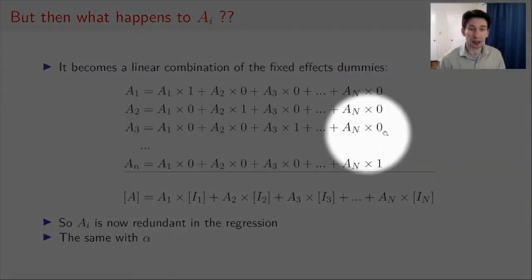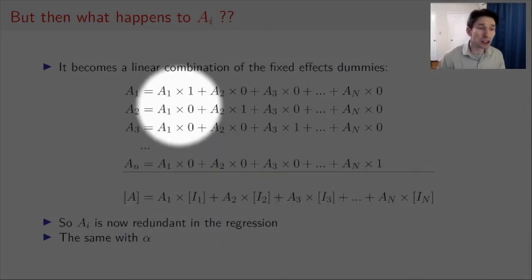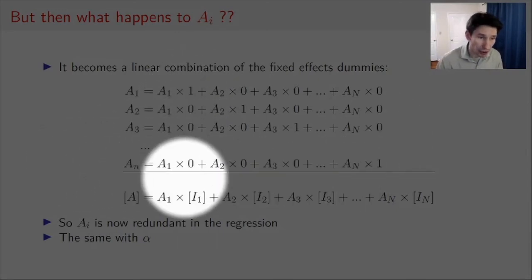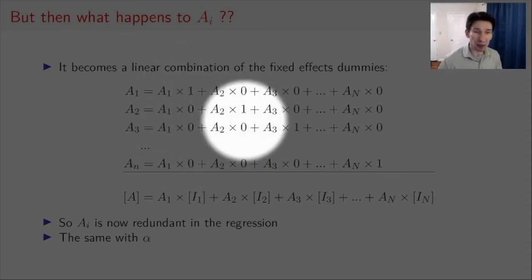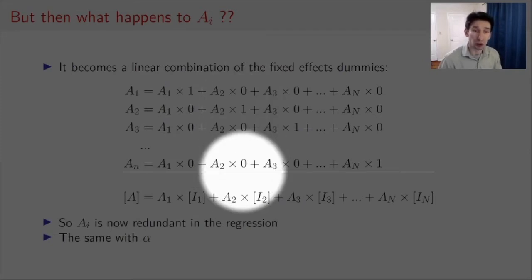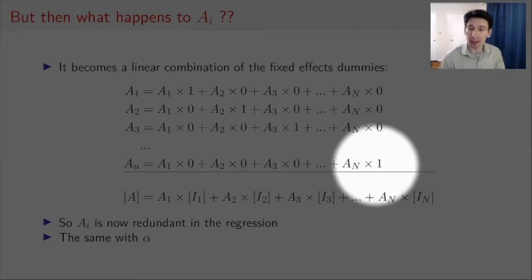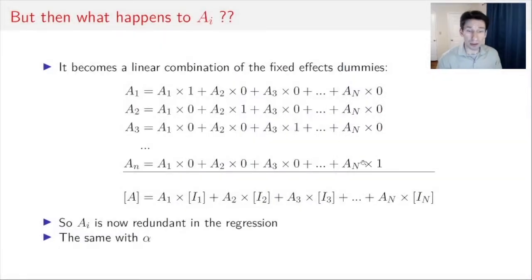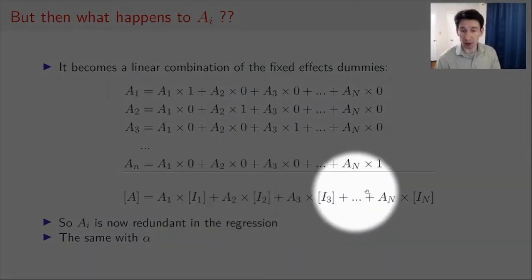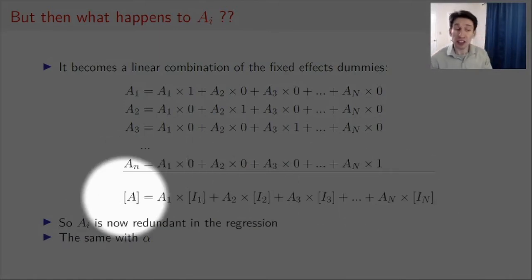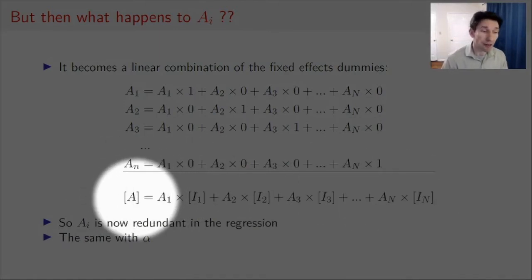And A3 the same way, and AN the same way. So if you have a dummy variable here that is 1 for individual 1 and 0 for everybody else, and here a second dummy that is 1 for individual 2 and 0 for everybody else, etc., until the dummy n, which is 1 for individual n and 0 for everybody else. Well, you've created a linear combination of a1 times I1 plus a2 times I2 plus a3 times I3 plus an times In, which is actually equal to your a vector.